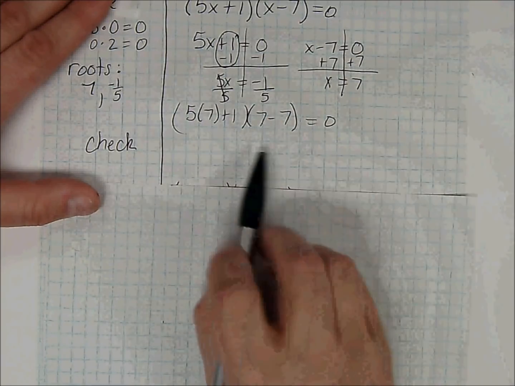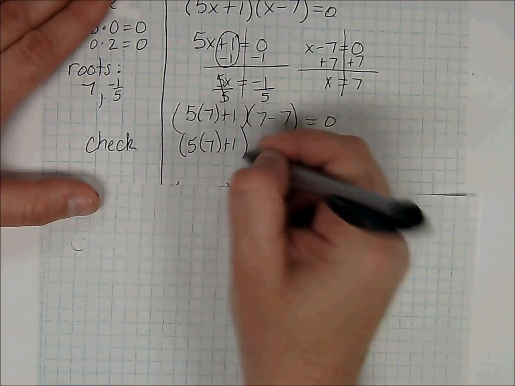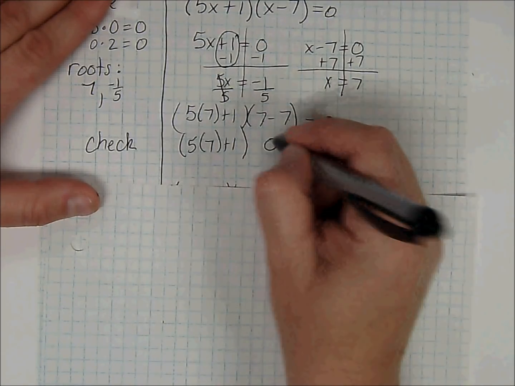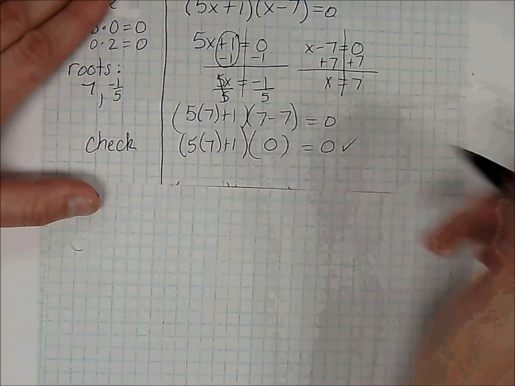I notice right here, I'm not even going to do this math. 5 times 7 plus 1, 7 minus 7 is 0. And 0 times any number in the world gives me 0.